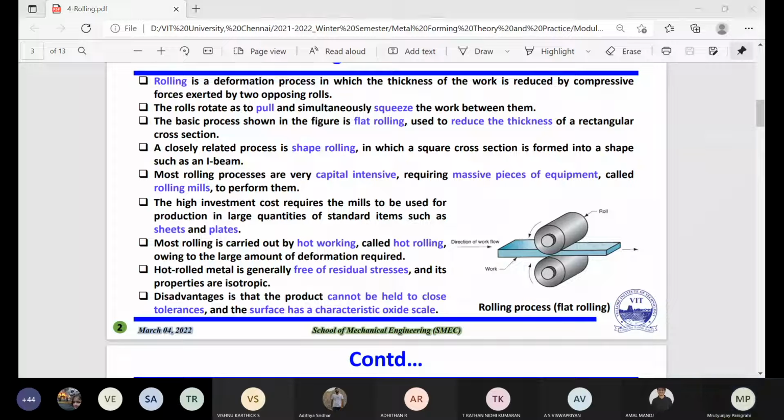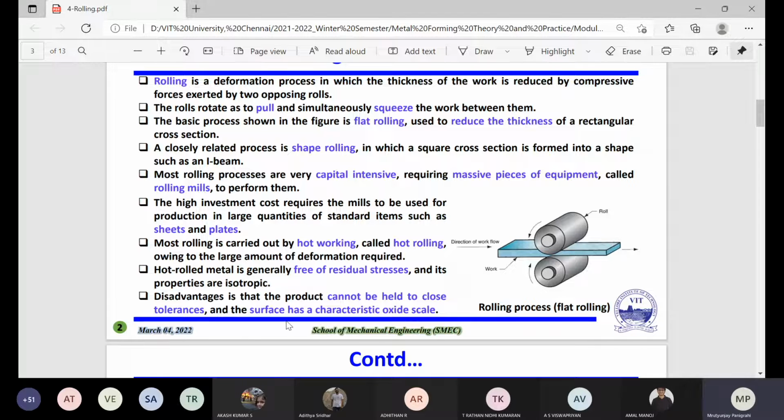Anyone? All forgot. It is based on the temperature. You remember? Hot working is above the recrystallization temperature, and cold working is below the recrystallization temperature.